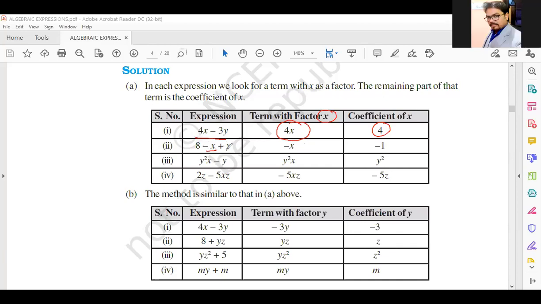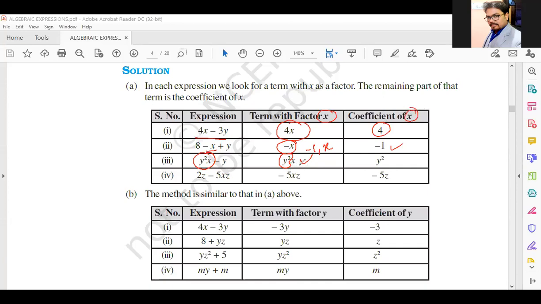Now 8 minus x plus y. The term with factor x will be minus x only. Its factors will be minus 1 and x. So what is the coefficient of x over here? Minus 1. It is clearly visible. Now this is the term which contains x. Now look, the coefficient of x is what? That will be only y square. Here there is no numerical coefficient. We are not trying to find the numerical one. We have to find the coefficient of the given thing, that is x.